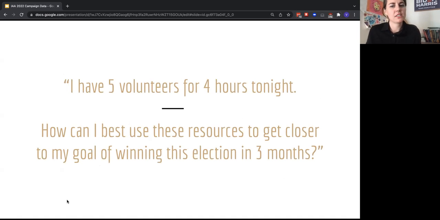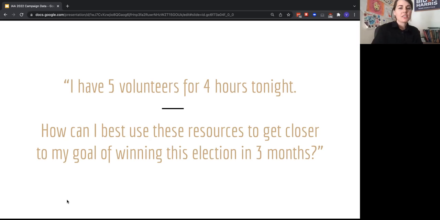This is basically the decision that we're working with over and over and over again. And how do we scale? Answering this question is something like, I'm running a campaign and I have 5 volunteers that have 4 hours that they will dedicate to whatever it is I ask them to do tonight.